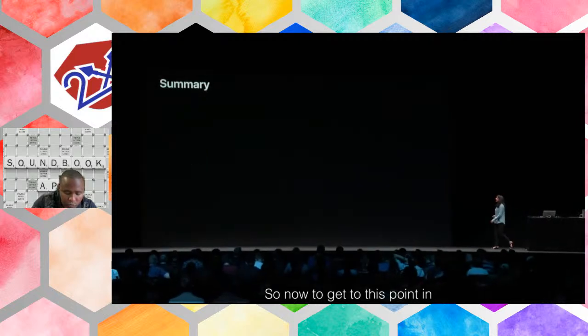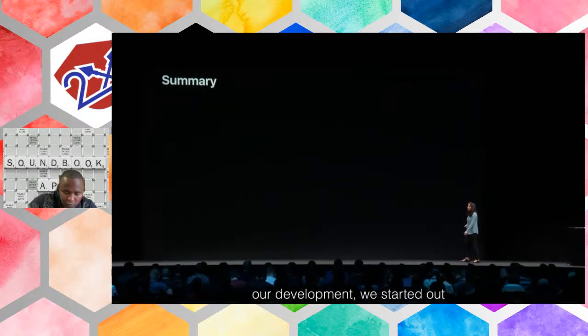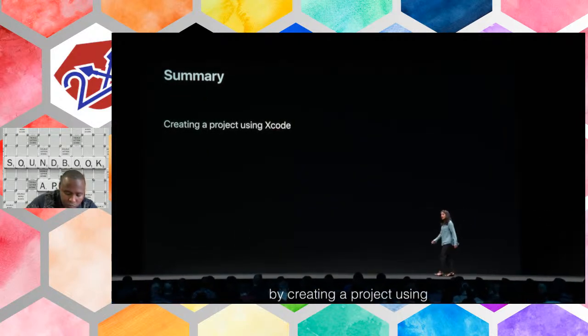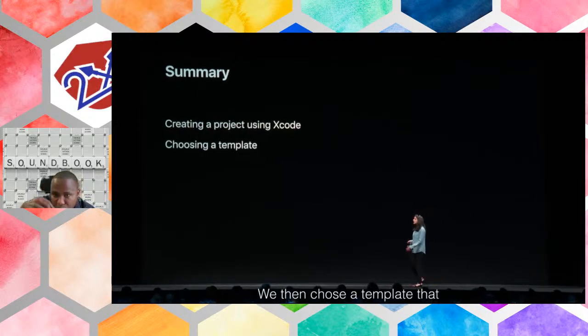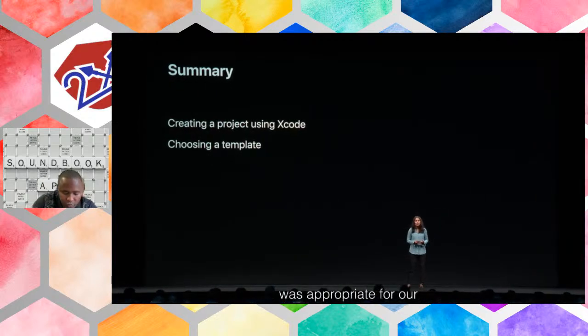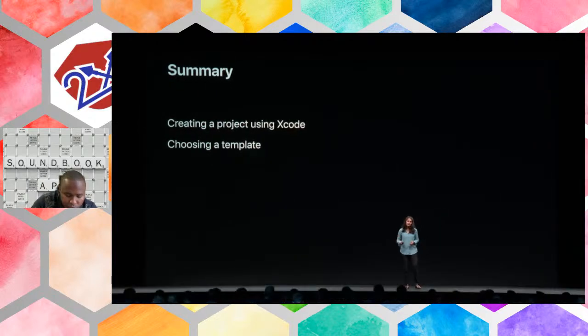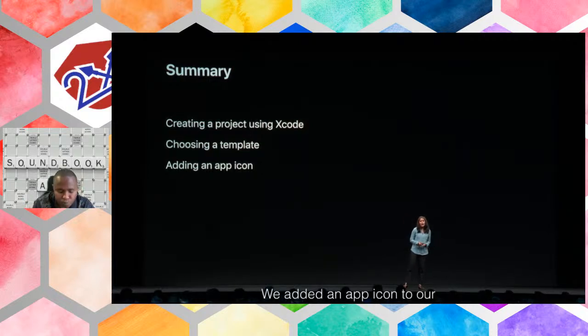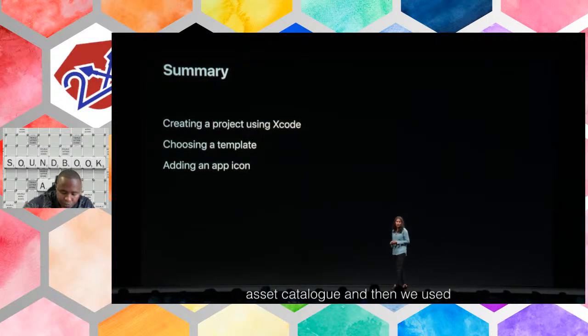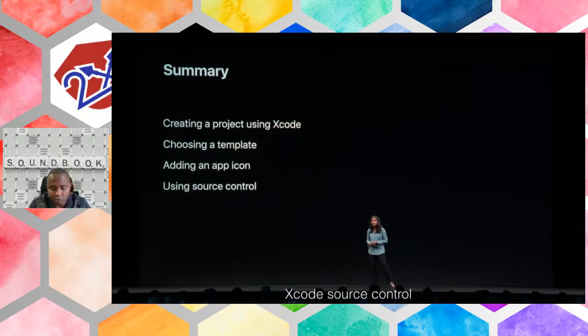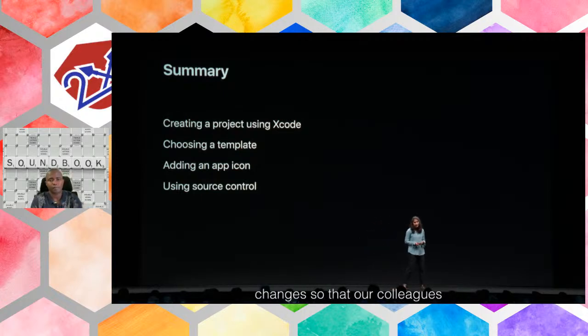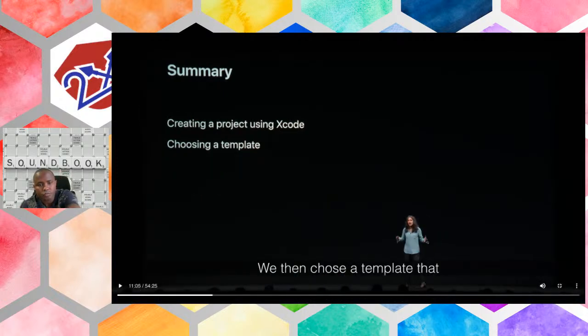So now, to get to this point in our development, we started out by creating a project using Xcode. We then chose a template that was appropriate for our platform. We added an app icon to our asset catalog, and then we used Xcode's source control functionality to commit our changes so that our colleagues could continue developing source code.